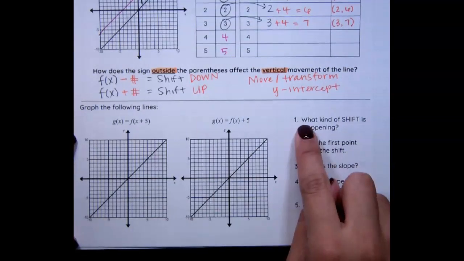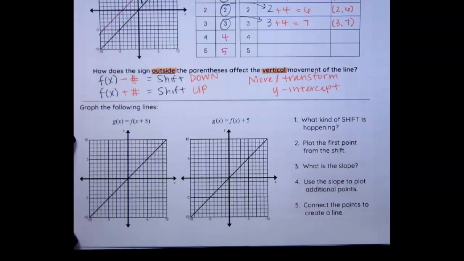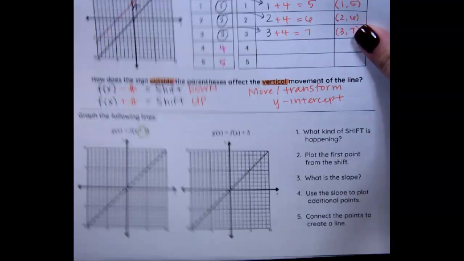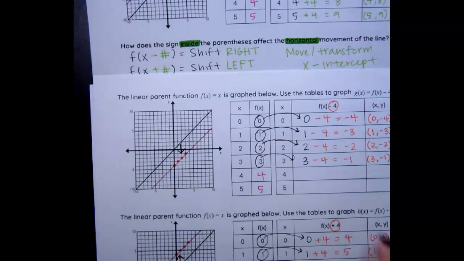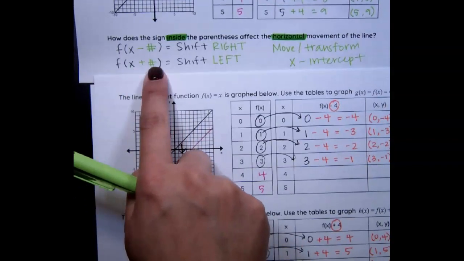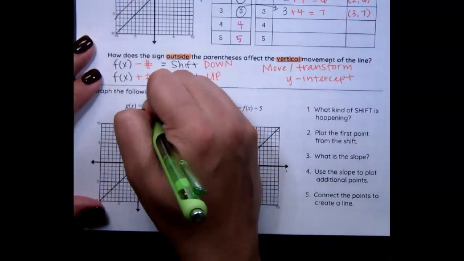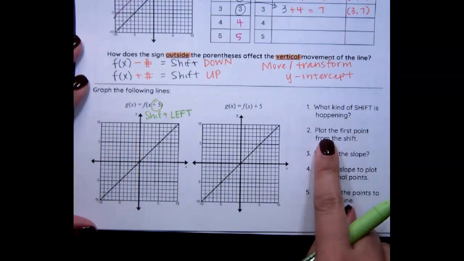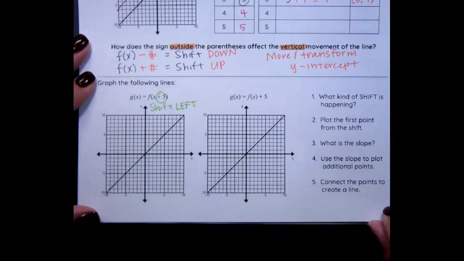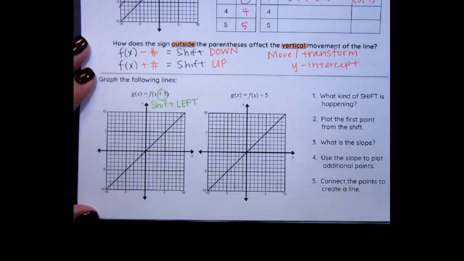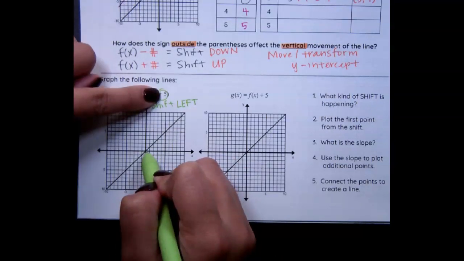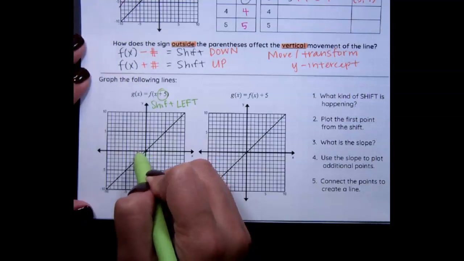So first, you need to identify what kind of shift is happening. Okay, well, I have plus 5 inside my parentheses. Well, the notes here tell me that when I have plus a number on the inside of the parentheses, this is a shift left. So then it says plot the first point from the shift. So if I'm moving sideways, I am moving or transforming the x-intercept. So I'm going to take my x-intercept and I'm going to shift it left that many spaces. 5. 1, 2, 3, 4, 5.